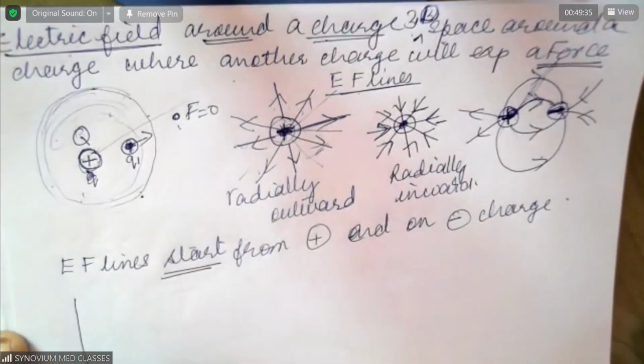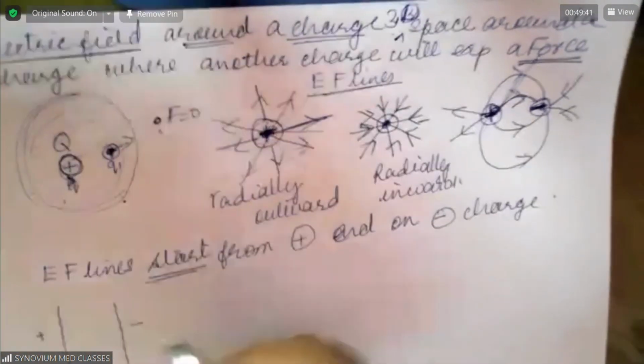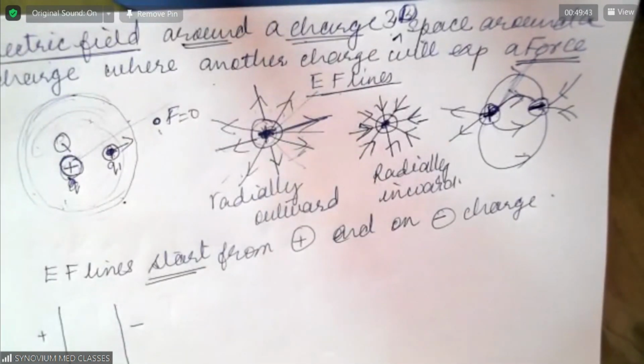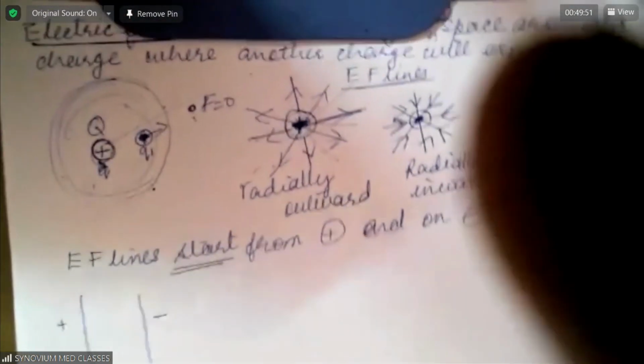If so, if you have got two parallel plates, this is positively charged plate, this is negatively charged plate. What is the electric field between them?